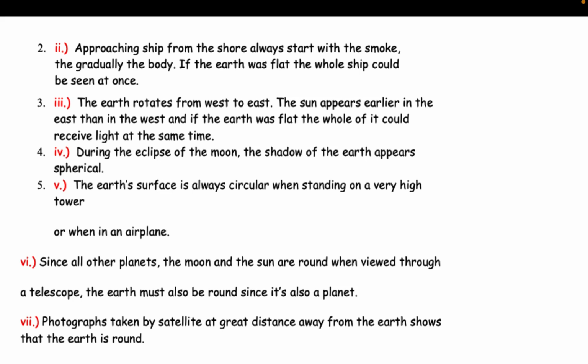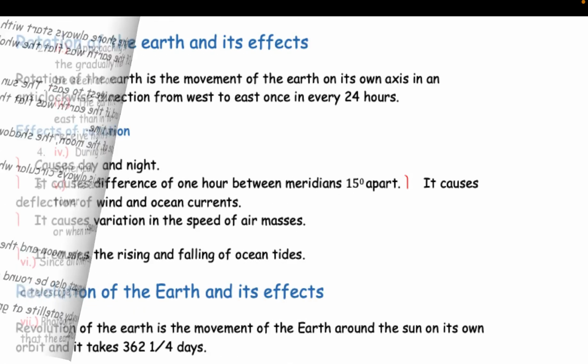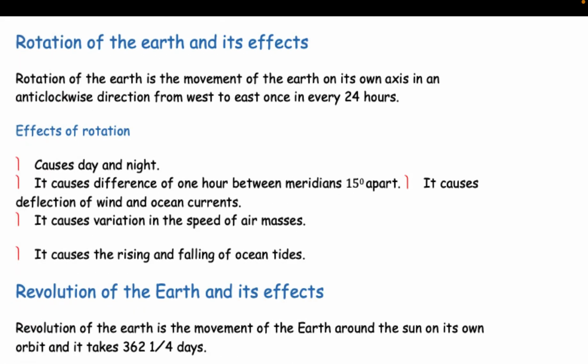VII. Photographs taken by satellite at great distance away from the Earth show that the Earth is round. Rotation of the Earth and its effects. Rotation of the Earth is the movement of the Earth on its own axis in an anti-clockwise direction from west to east once in every 24 hours.